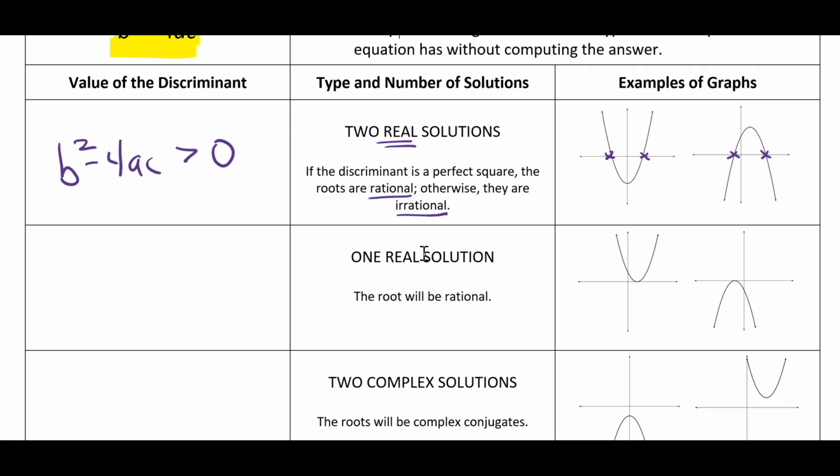Now, when we're looking at the discriminant and it equals 0, that means you're only going to get one solution, and that one real solution will be rational. And notice that's where the vertex hits the axis. And again, it doesn't matter if it opens up or down. What matters is that there's only one time it touches.